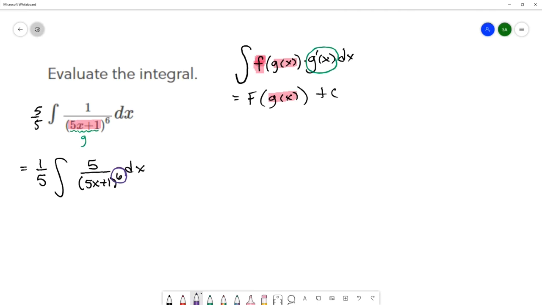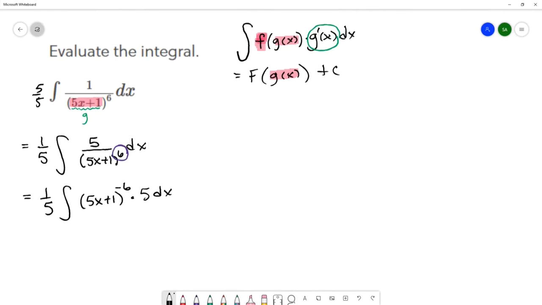So I'm going to bring that into the numerator and write this as 1/5 the integral of (5x plus 1) to the negative 6th power times 5 dx. So now when I look at this, I see the exact pattern that we were talking about up here.